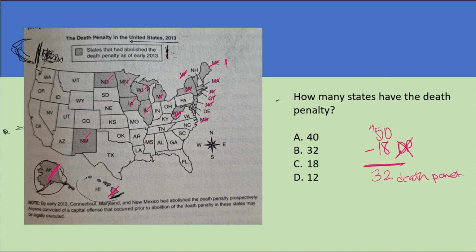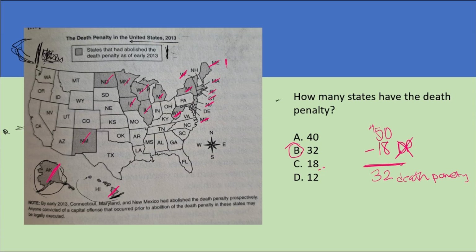And when I look at my answer choices, do I see 32? Yes, B. That is the correct answer. Notice right below it, we have 18. 18 would have been the number of states that don't have the death penalty. So please remember, when you are taking the exam, even when you're practicing, slow down. Do not be conned into thinking, oh, I counted 18 states, that must be the answer because I see 18 as an answer choice. It's not the correct answer. We had to do a little bit of math before we got to the actual answer, which once again is 32.